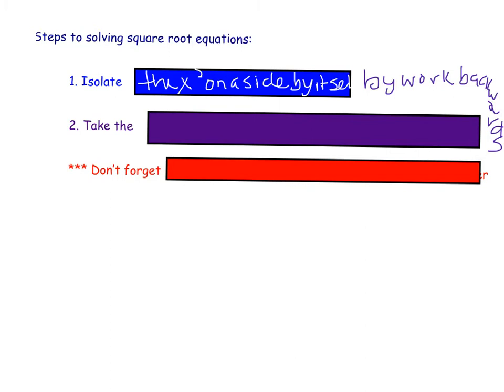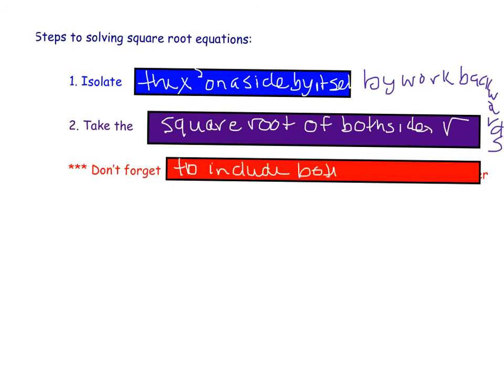Then you're going to take the square root of both sides, making sure that you show that radical symbol on both sides. So you're going to get the x squared on a side by itself, then you're going to take the square root of both sides, and don't forget, once you take the square root of both sides, to include both answers. And by that, remember, I mean both the positive and the negative.